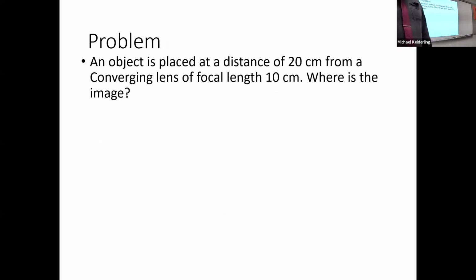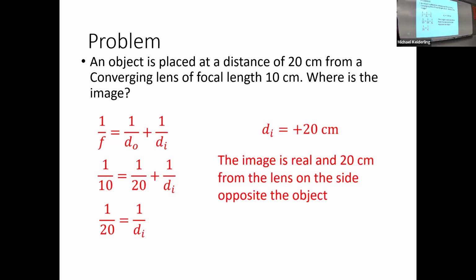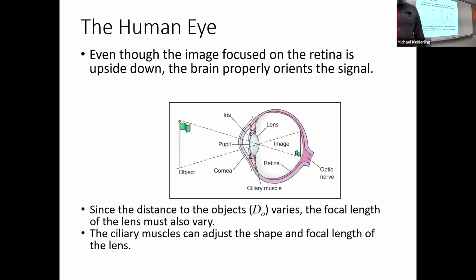So an object is placed at a distance of 20 centimeters from a converging lens of focal length 10 centimeters. Where is the image formed? 1 over the focal length equals 1 over the distance to the object plus 1 over the distance to the image. So 1 over 10 equals 1 over 20 plus 1 over DI. So 1 over DI is 1 over 20, so DI is plus 20 centimeters. The image is real, 20 centimeters from the lens on the side opposite the object, and it will be inverted. Also, in general, virtual images are upright, real images are inverted.